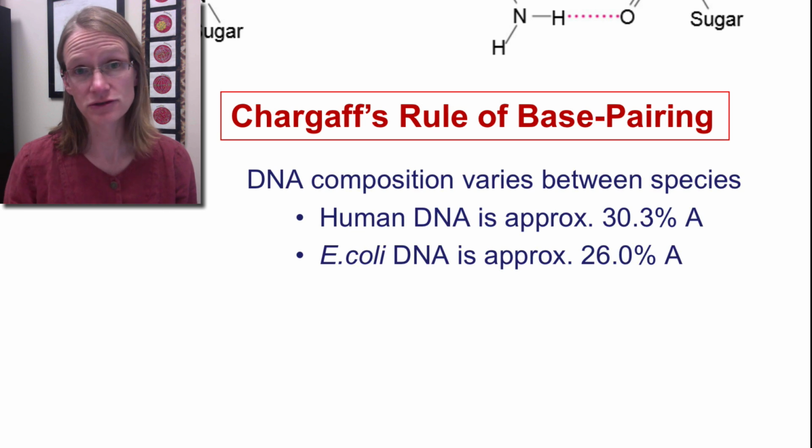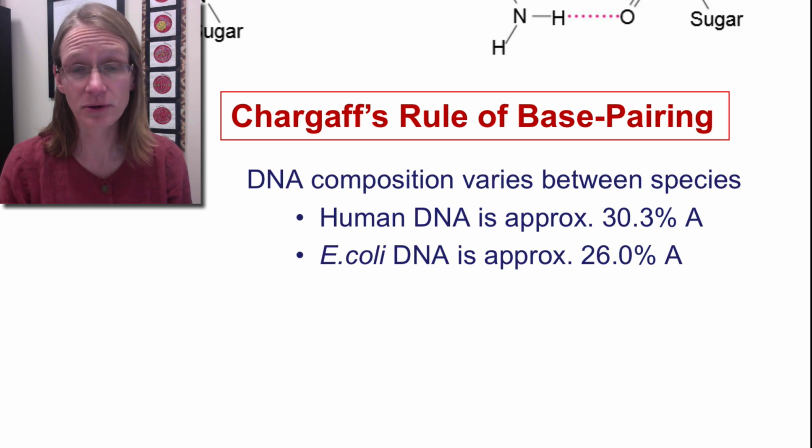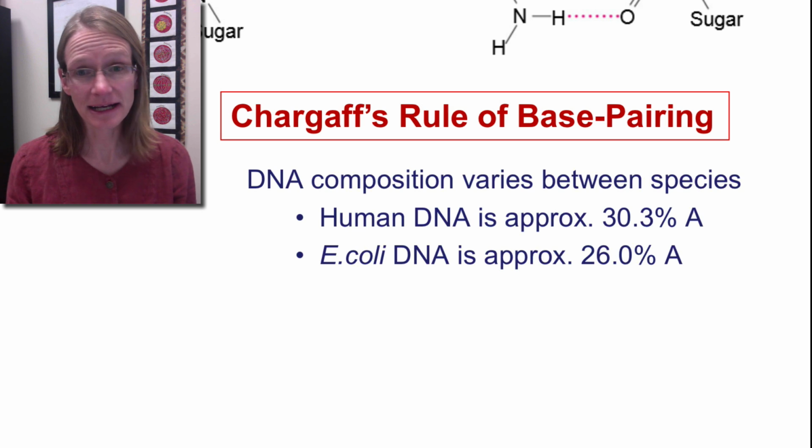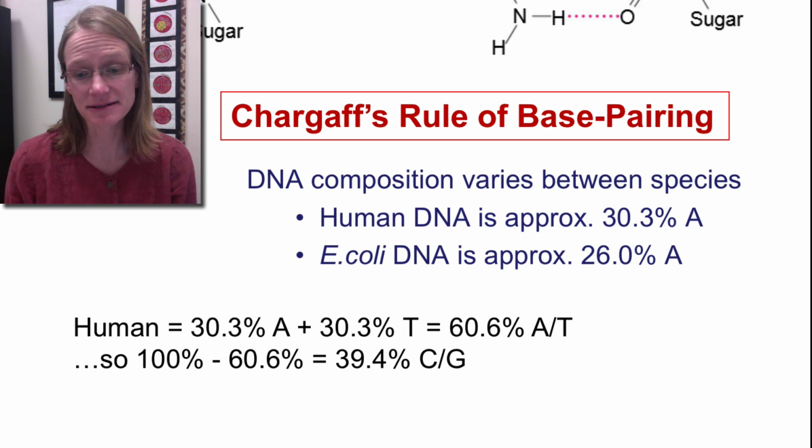But the thing that we can actually use Chargaff's rule for is to make estimates on how much the other nucleotides comprise the DNA of these organisms. So if we look at humans and we say, well, 30.3% are adenines, then if we know that they always match with thymines, we can make the assumption that 30.3% are thymines, so that about 60.6% are A's and T's. Then that means that the remaining 100% have to be C's and G's. And so the math works out simply by using Chargaff's rule, knowing that G always binds with C and T always binds with A.